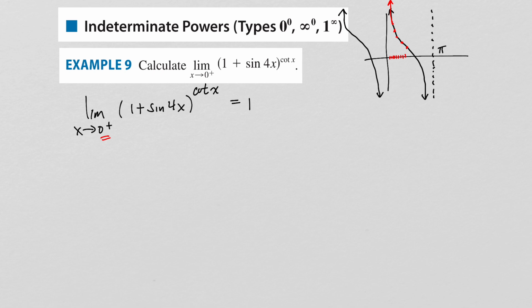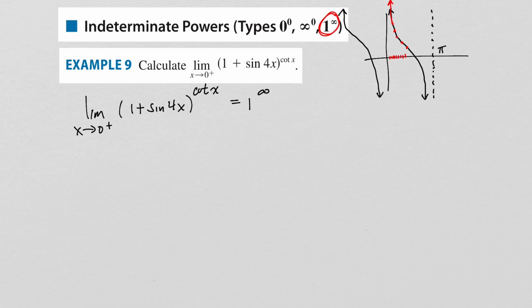So cotangent goes to infinity as x approaches 0 from the right. So we clearly have the indeterminate form of 1 to the infinity. So how do we deal with it? Well, what we're going to do is use a natural logarithm.